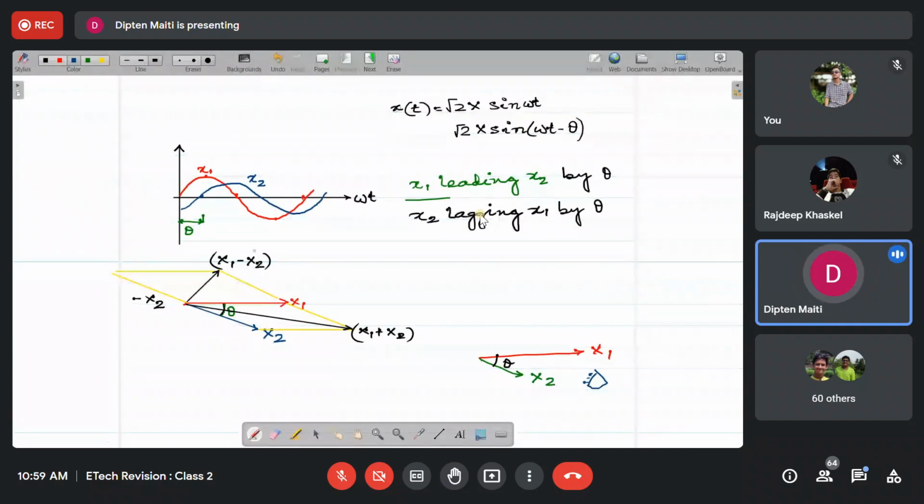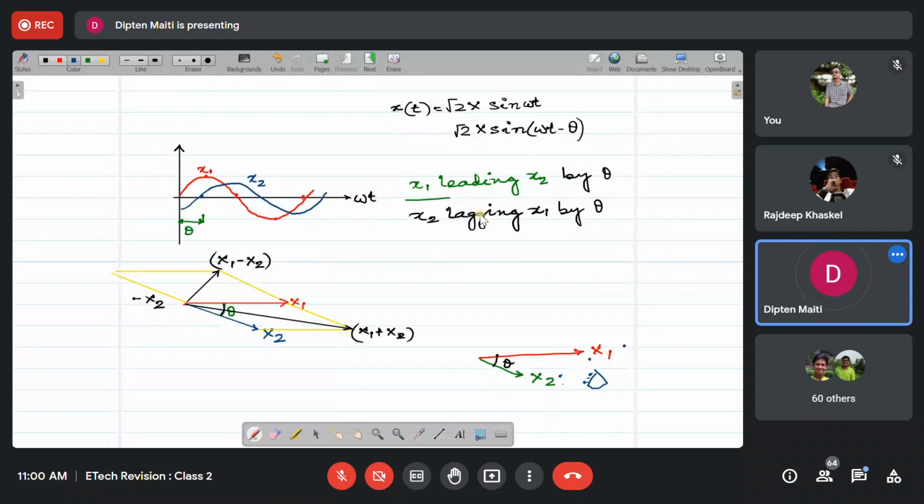Here you have to observe at least two rotations. Why two rotations? Because if you consider here, you would of course find x2, then you would find x1. Then if you wait a little bit, you would find x2 once again. Now find the time taken: from x2 to x1, the time is much greater than from x1 to x2. I hope you got my point.